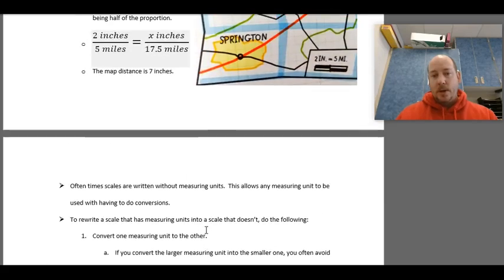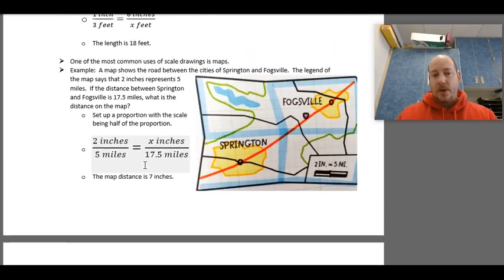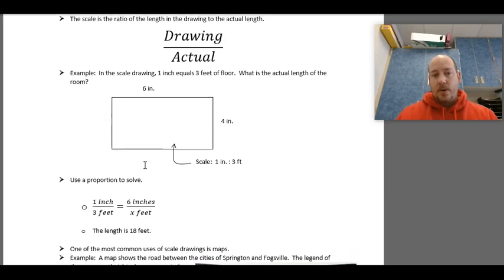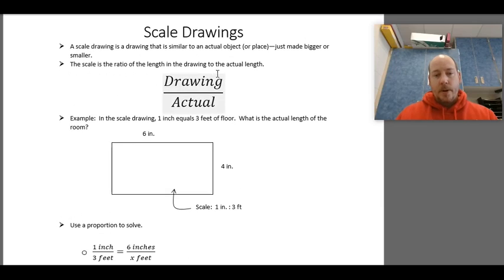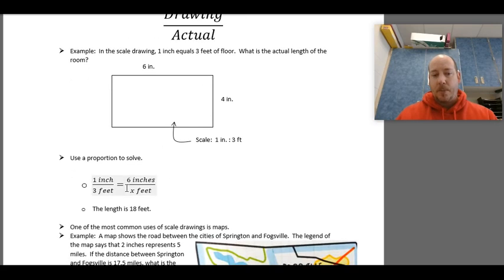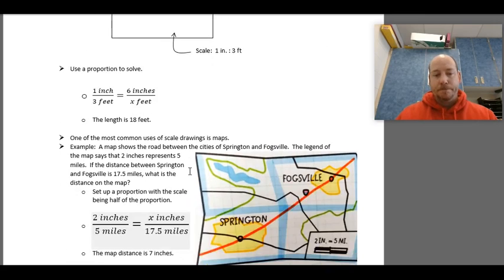Okay, which again is beneficial. Sometimes our scales have measuring units, but as you're working through your problems here, keep this in mind, right? That ratio is always the drawing to the actual. It's important you keep it that way. And then it's just a matter of picking up which other piece of information you know and getting it into that proportion in the right spot again. A lot of times those labels will help you out with that. Okay?